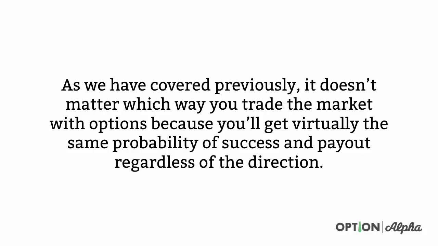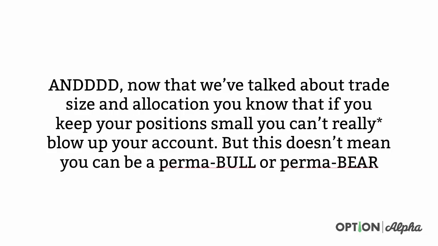So as we've covered previously, it doesn't matter which way you trade the markets with options because you'll get virtually the same probability of success and payout regardless of the direction. I think probably one or two videos ago here in track 2, we proved this with an example in GDX, I believe it was, where we showed that if you make a 70% chance of success trade in any direction, bullish, bearish, or neutral, you basically have the same win rate and the same payout and risk. So it doesn't matter which way that you trade the markets.